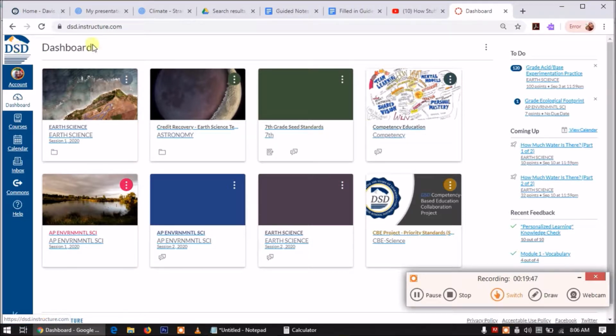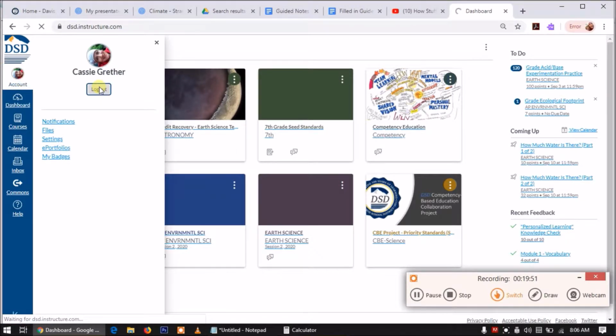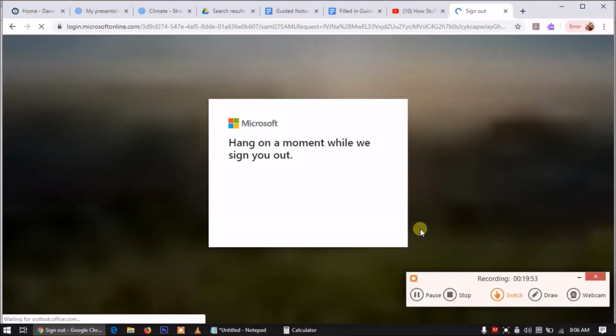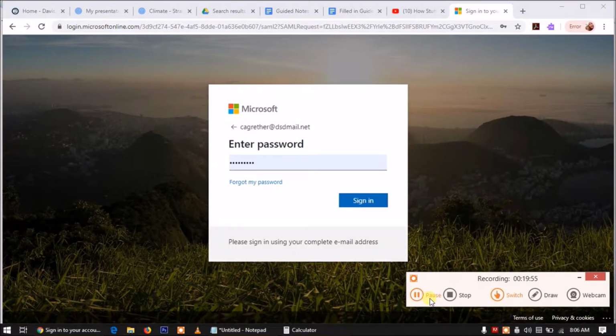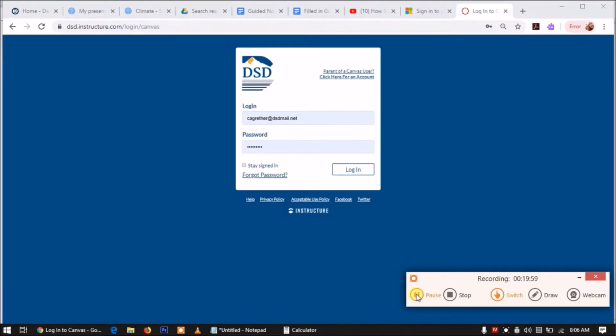If it happens to not bring you to the Microsoft page, so it looks something more like this, and this can happen sometimes. Some of you magically bypass the system and Microsoft doesn't reroute you. So if you happen to get here, you're going to type in your email address just like normal, but your password is going to be different.